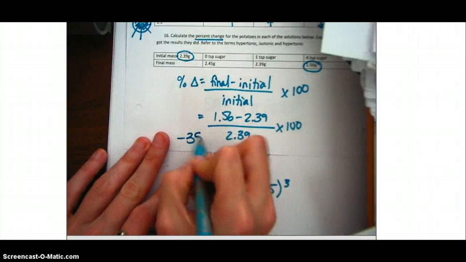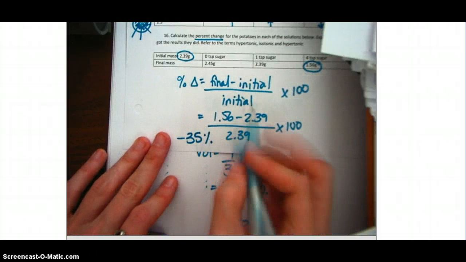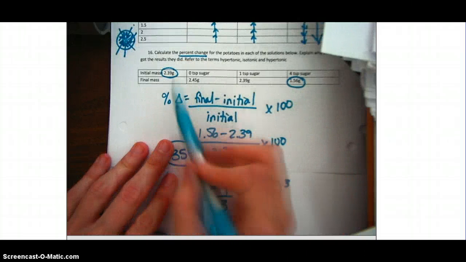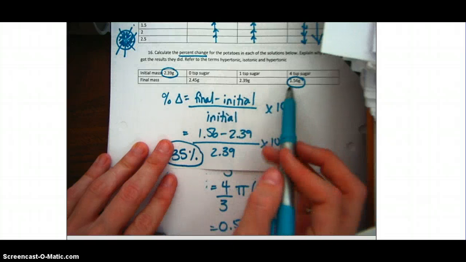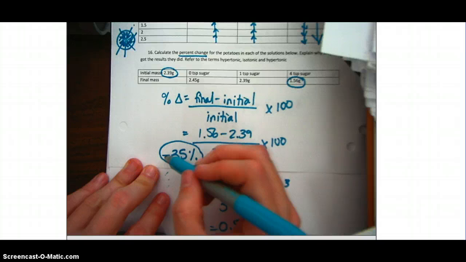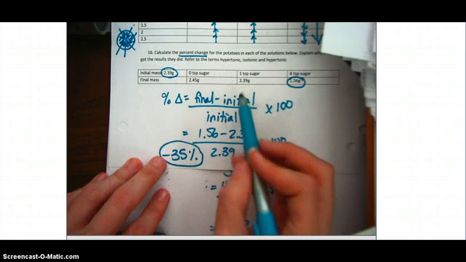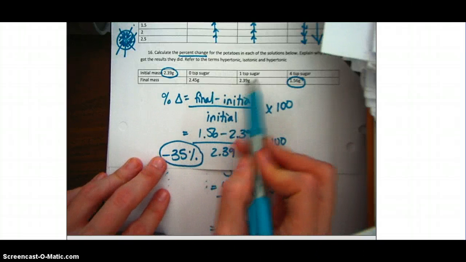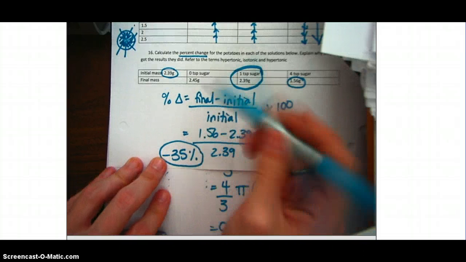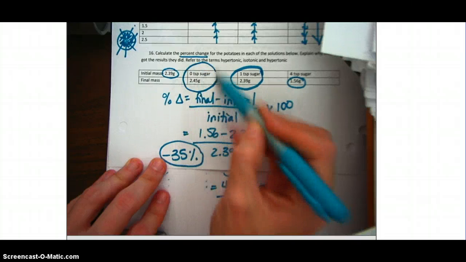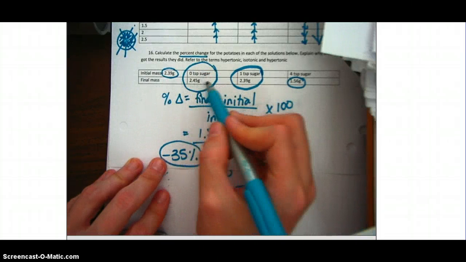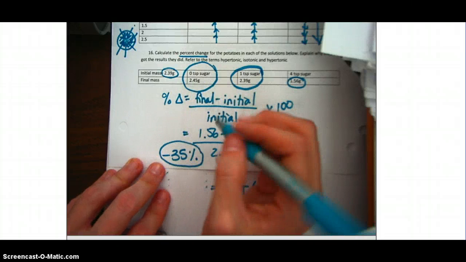Negative 35%. So the reason why it's negative is because the potato has lost mass. It started as 2.39, it finished as 1.56. So it makes sense that it lost mass, negative 35%. You should get a percent change of 0 for this one. You should get a percent change of, I think it was a couple percent, because you're just going from 2.39 up to 2.45. You actually gain mass there. So it should be positive.